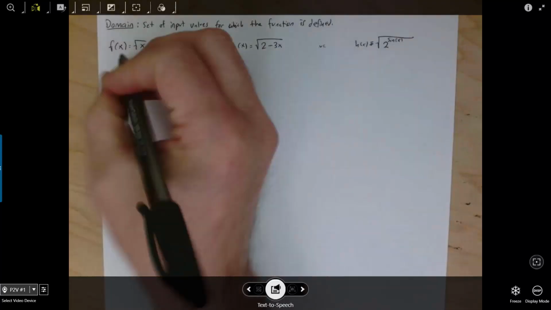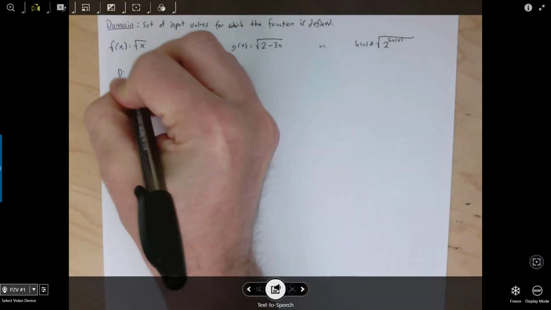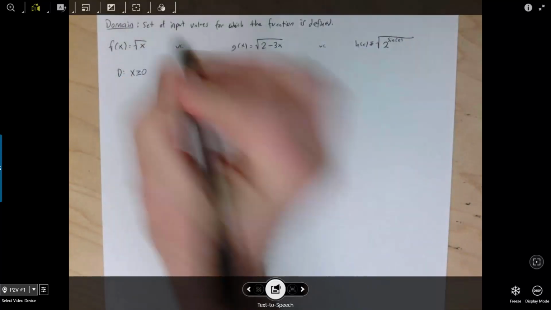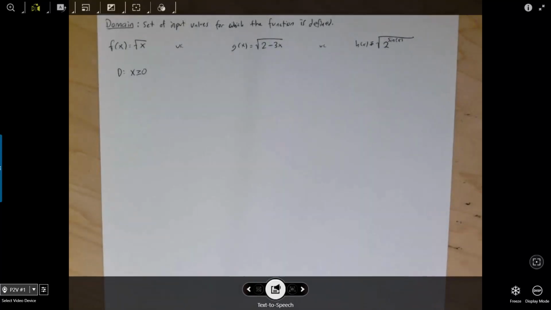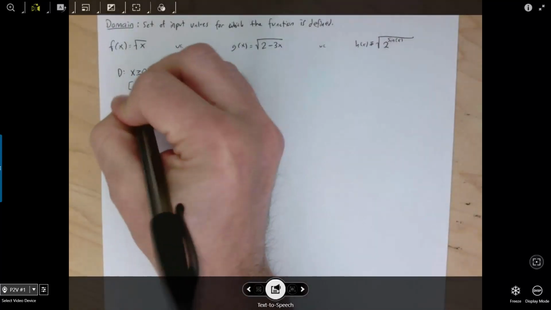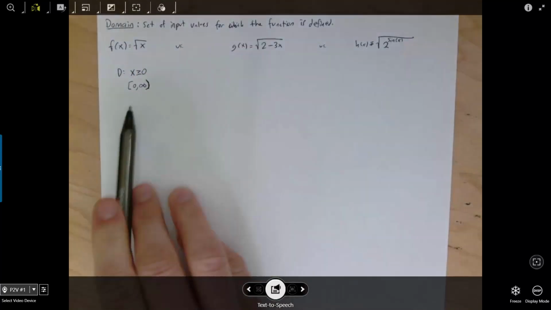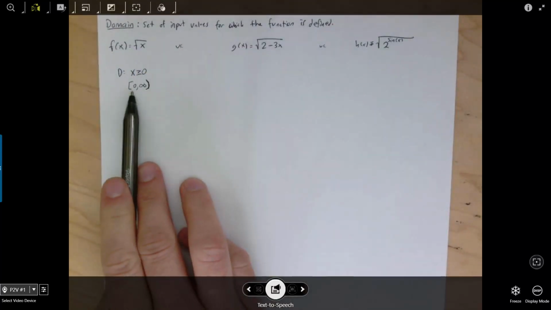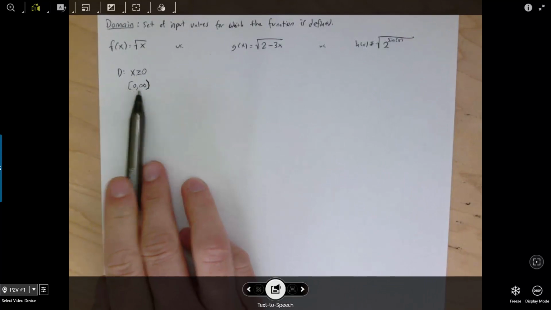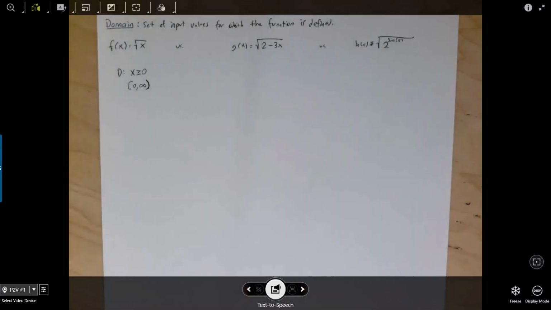So the example on the left, you probably already know. The domain is x greater than or equal to 0. If you prefer to use interval notation, you could do something like this. You could say the interval from 0 to infinity with a closed endpoint at 0 and an open endpoint at infinity. Okay, these other two look more complicated, but really it's the exact same idea.